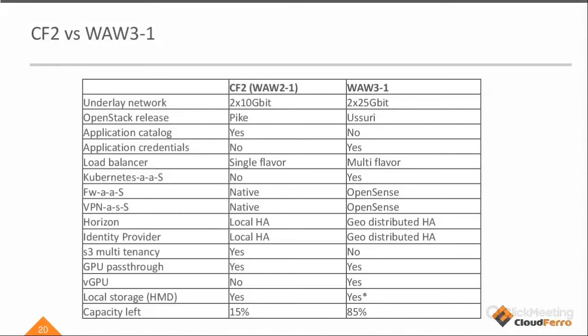Okay, so this feature is available on both locations, but the WAW3-1 gets the VGPU. The VGPU is basically we virtualize the GPU. We are cutting the GPU into slices. Every VM gets a slice of the GPU. There is no overcommitment here, so you get your resources and you are not sharing them with anyone, and there is no fight for the resources.